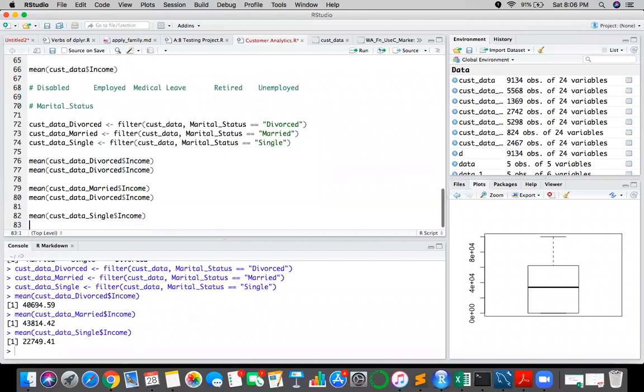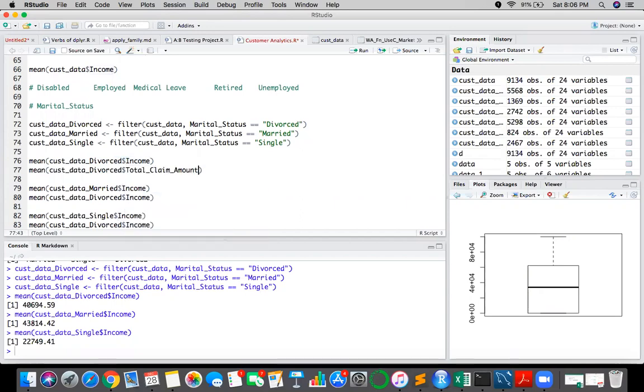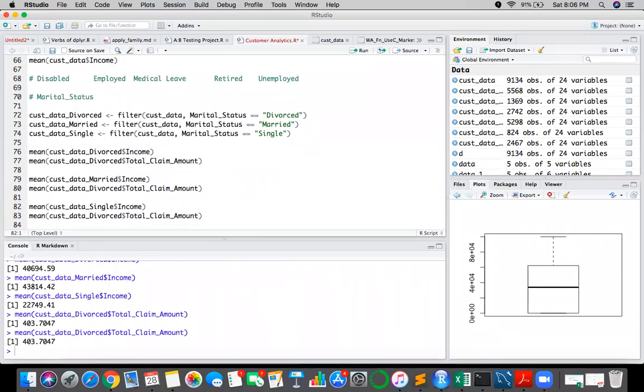What is their claim relation? Total claim amount. So they have a mean of this. How is this possible? Okay, we have not changed the data set, that is the reason we got the same mean. That is not possible. Okay, so what is the mean?